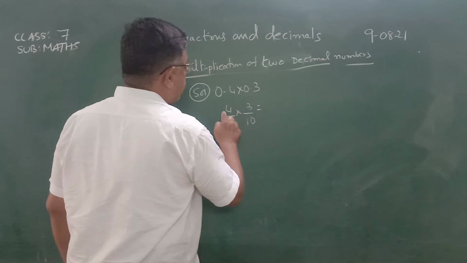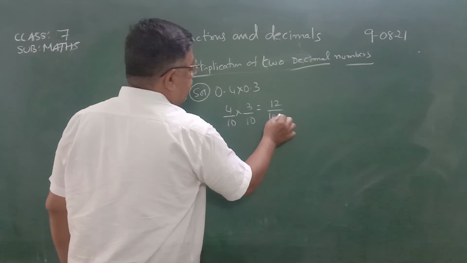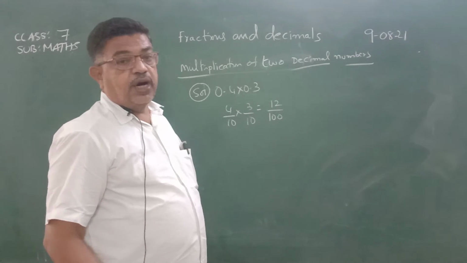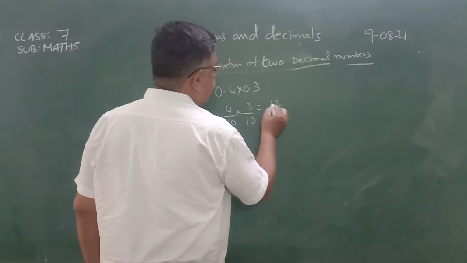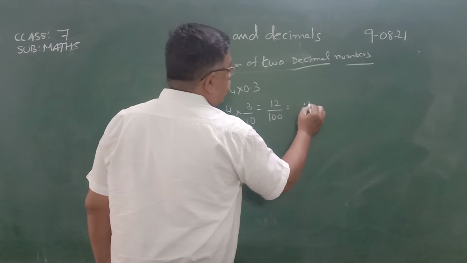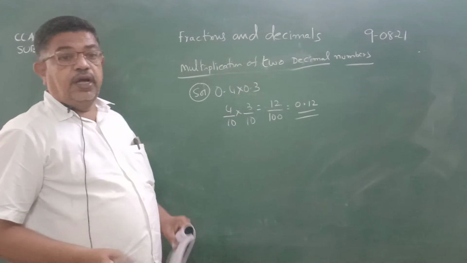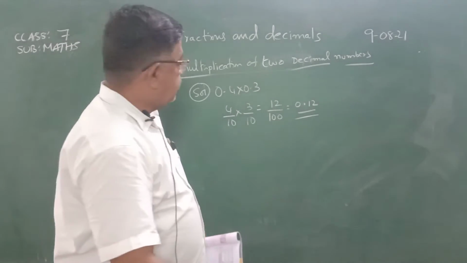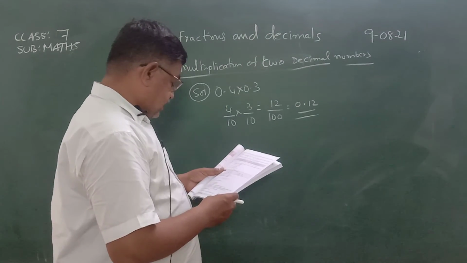Now multiply the numerators. 4 into 3 is 12. 10 into 10 is 100. When you are dividing with 10 or multiples of 10, the point moves towards the left. So here the point moves before 2 places. So you get 0.12. As there is no whole number, you can keep 0. It is 0.12. So this is how we can multiply decimal numbers.